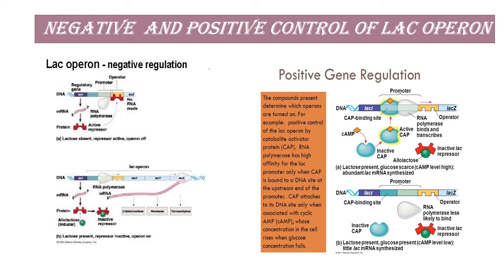And in the second diagram, we can see the CAP binding site, where inactive CAP binds and RNA polymerase is less likely to bind to the promoter. It has an inactive lac repressor, where lactose is present and glucose is present, where cAMP level is very low, and it also synthesizes mRNA very little.